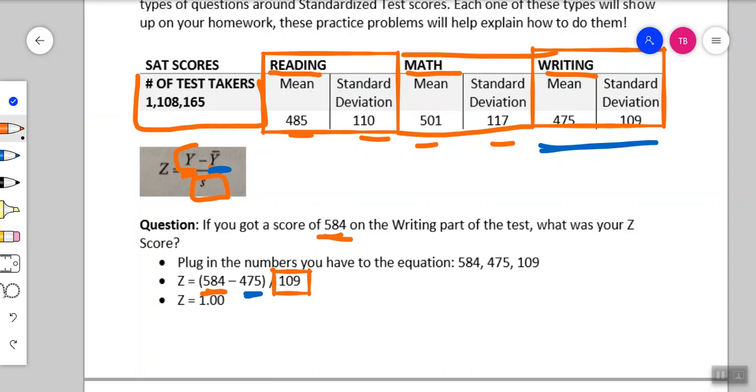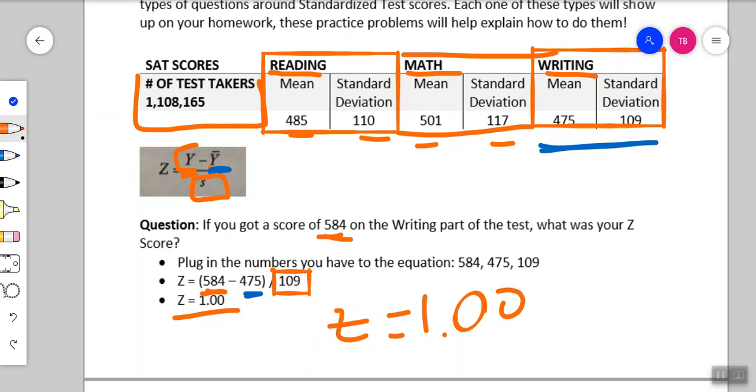So you just go ahead and enter it in. You do 584 minus 475, put that in our calculator and divide by 109. And you'll end up with z equals 1.00. So that would be your answer for this one. A z-score of 1.00, or 1 standard deviation.